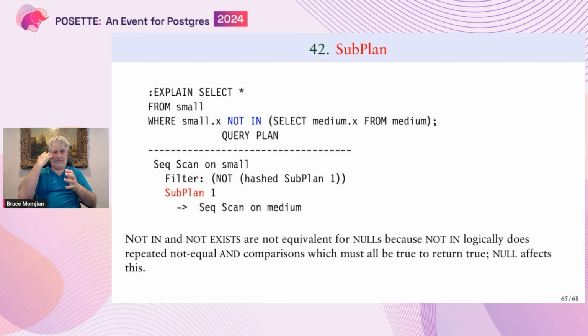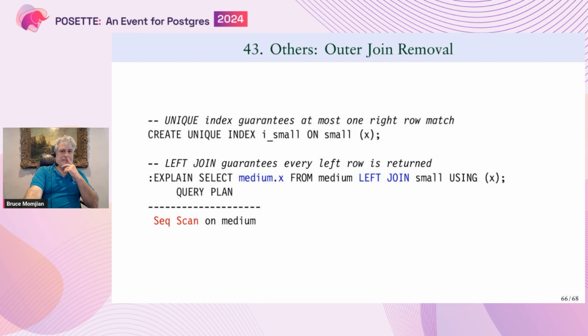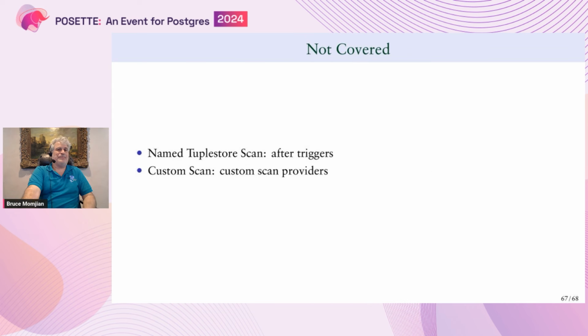Again, feel free to read the text at the bottom. This is kind of a cool case: if we know you're not going to return any rows because we have a unique index and we do a left join, the join goes away. I was kind of surprised by this in doing my research for this talk, and that's kind of cool. It knows it doesn't need to do the join, so it doesn't do it.